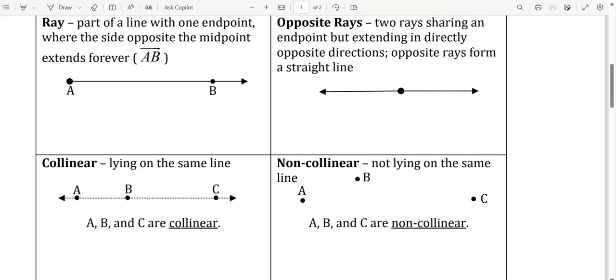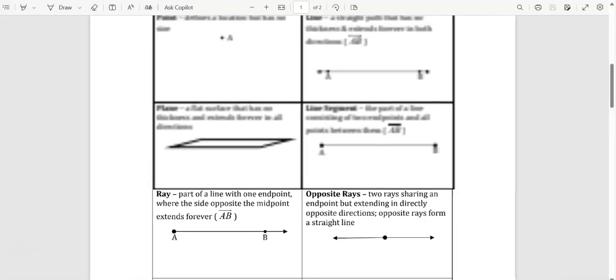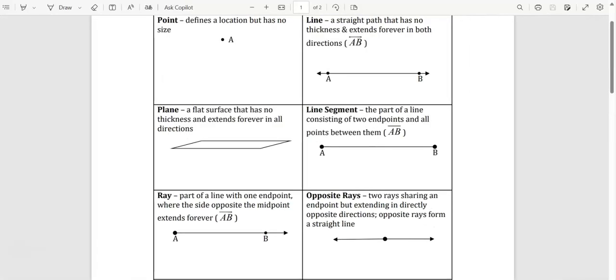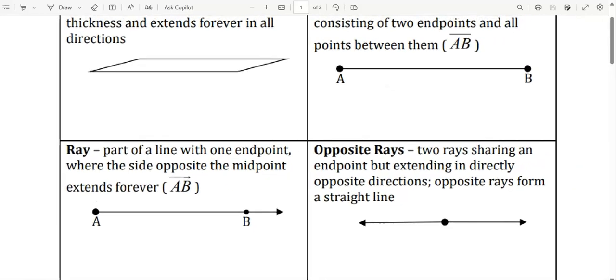A ray. Now a ray, okay, I'm gonna zoom out a little bit, unlike a line or a line segment, okay? Line has two arrowheads. Line segment has no arrowheads, and a ray has one arrowhead, okay?